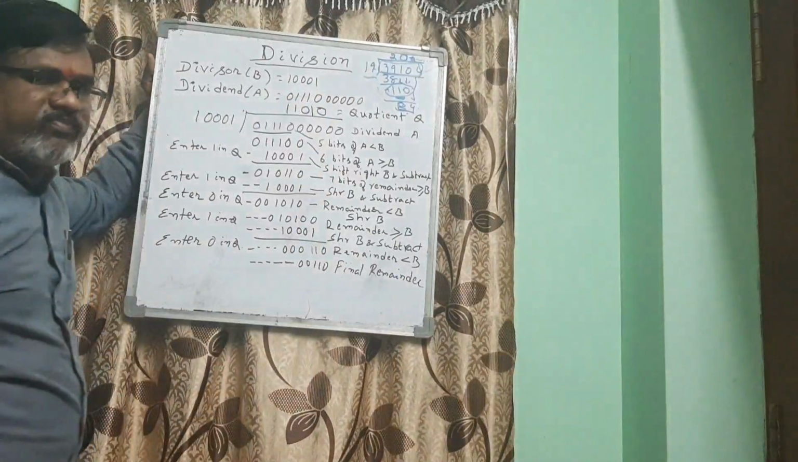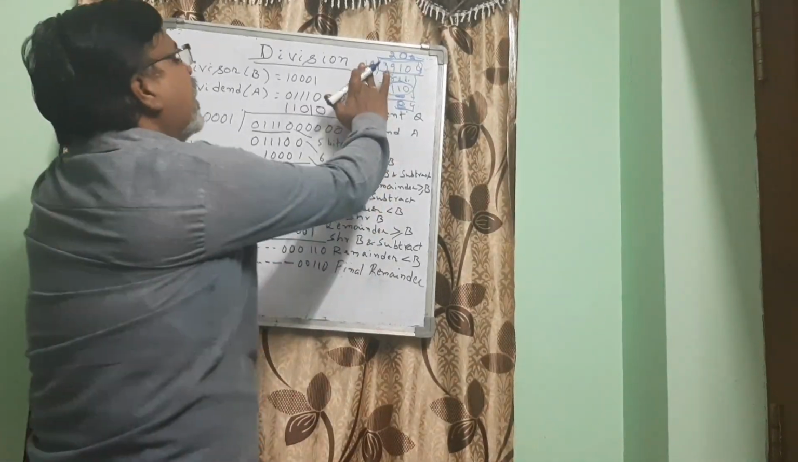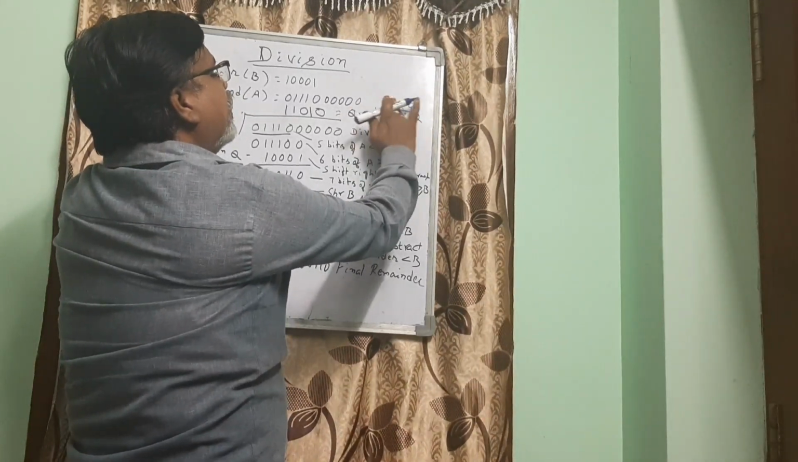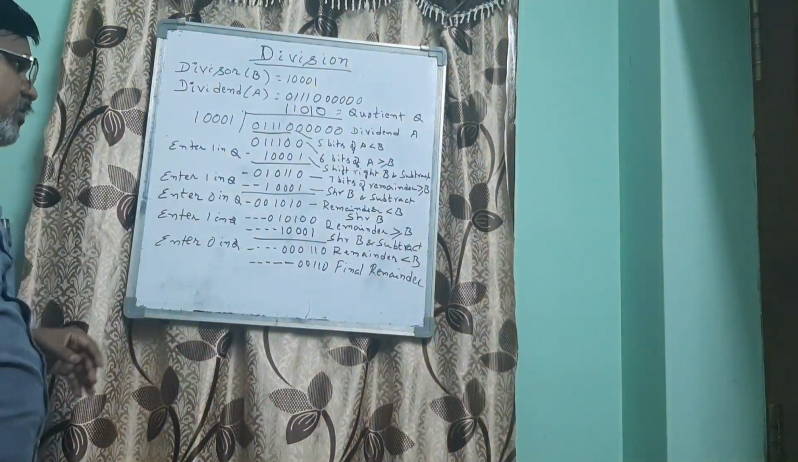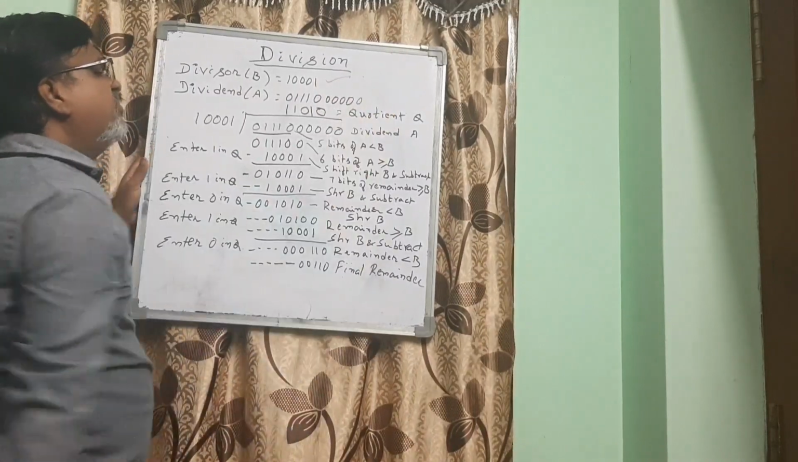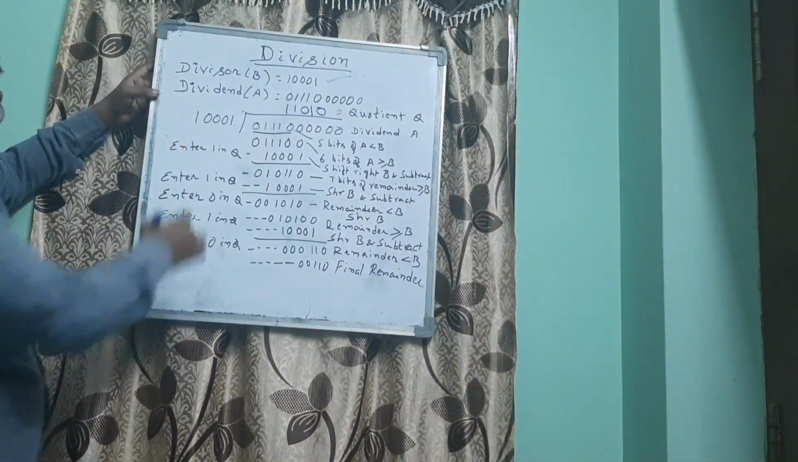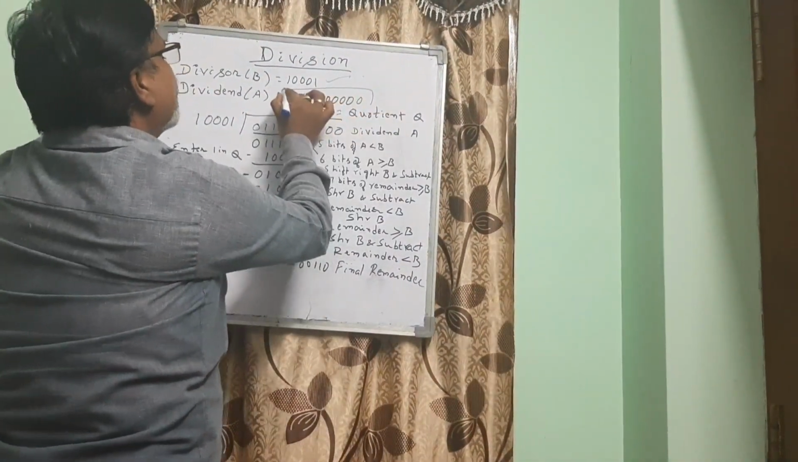Now that is a better example for a decimal division. Now we will see how a binary number division is performed by using one small example. You just see here, the divisor is a 5-bit number, 10001, and the dividend is a 10-bit number.